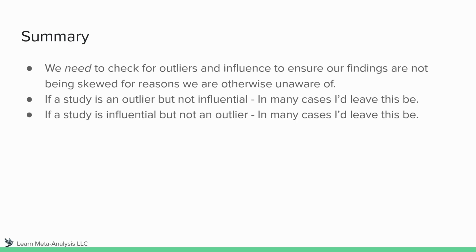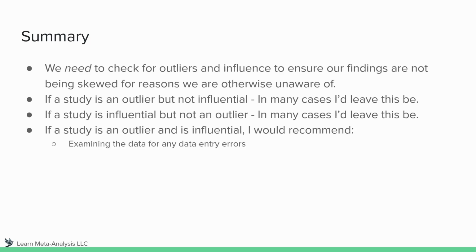So, what if the study is influential but not an outlier? In many cases, I'd leave this be as well, assuming that when I checked, there were no data entry errors and it wasn't notably different than the others in the analysis. There may be a reason why this study is influential. Perhaps the sample size is notably larger than the others. We need to consider this contextual information before we change anything.